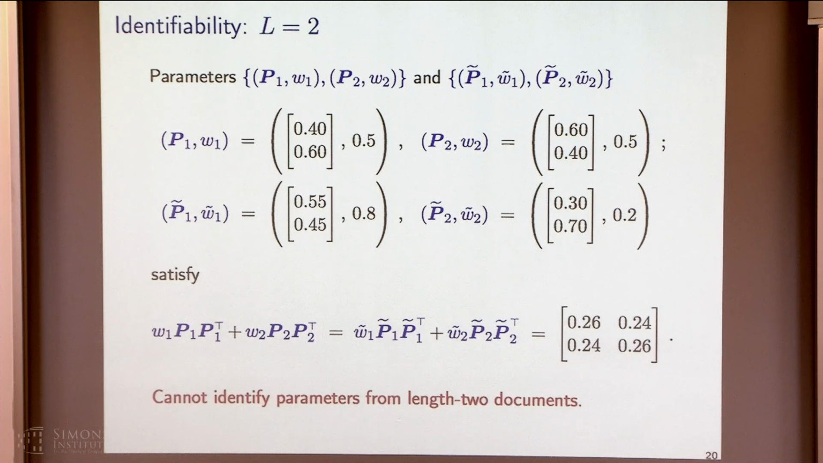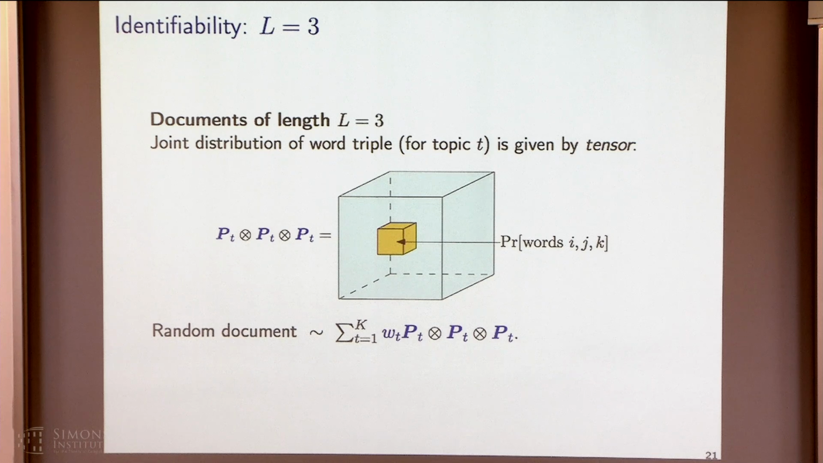So you can't identify the parameters from 2-word documents. You could also have concluded this from a heuristic based on parameter counting: there are too many parameters to identify from the number of equations that you write down when you just use 2-word documents. But once you go to 3, finally it is actually identifiable. So now we're going to look at the distributions on word triples.